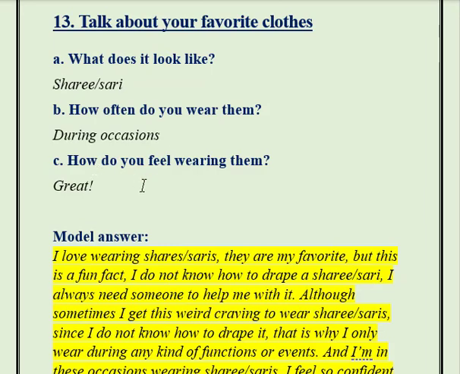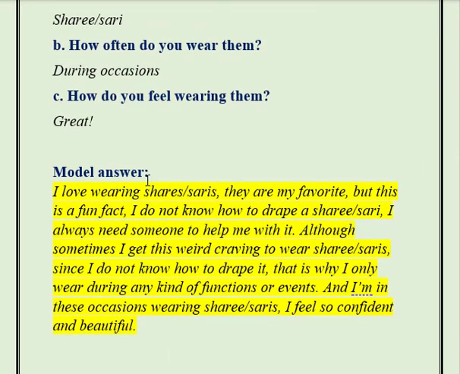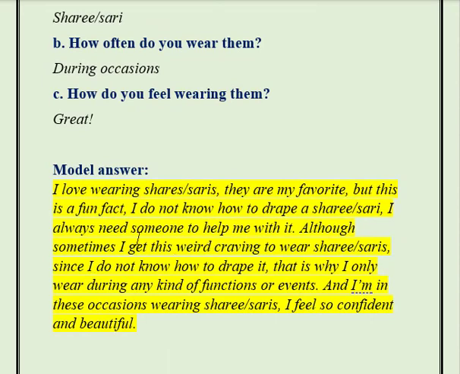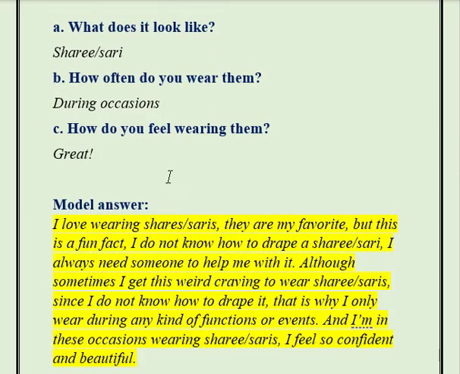Again, notice how small my answers are. They are just the main ideas. Here I got my entire answer. This is what I'm going to use when I answer this question. Take your time and read out both the answers, the simple and the model answer.